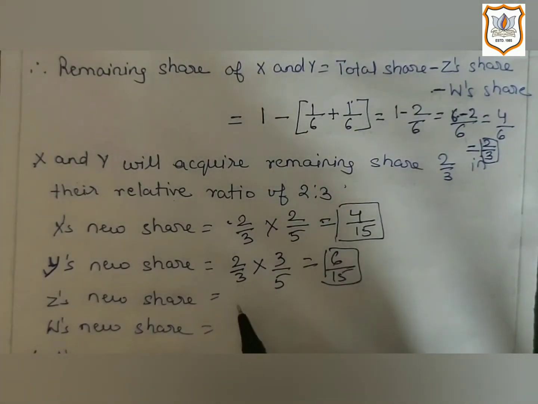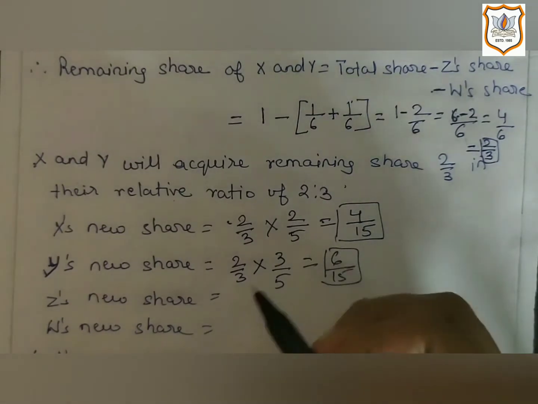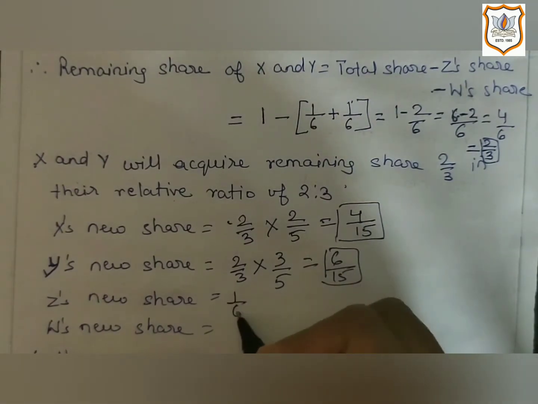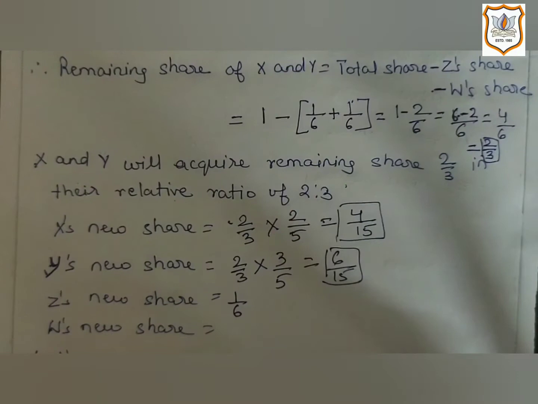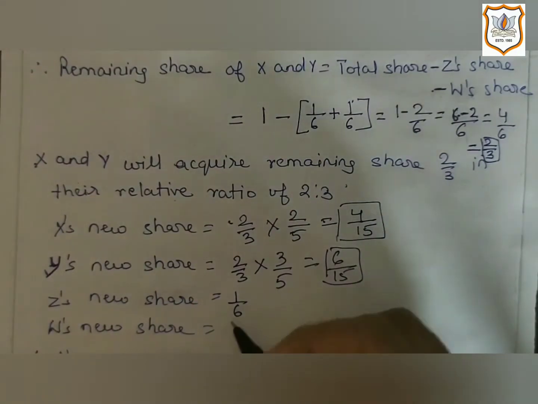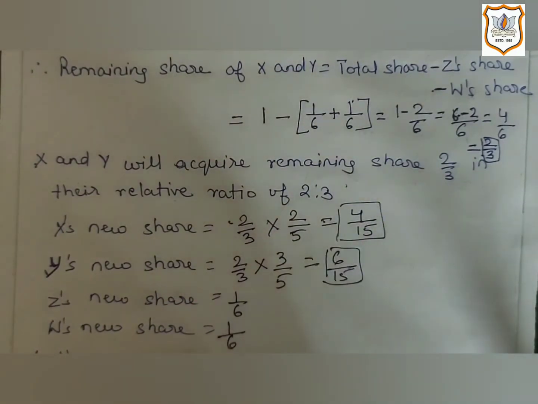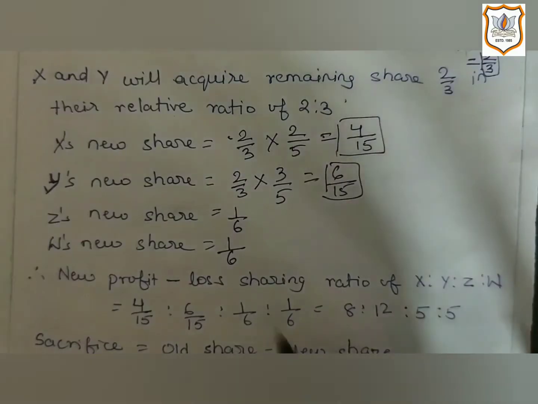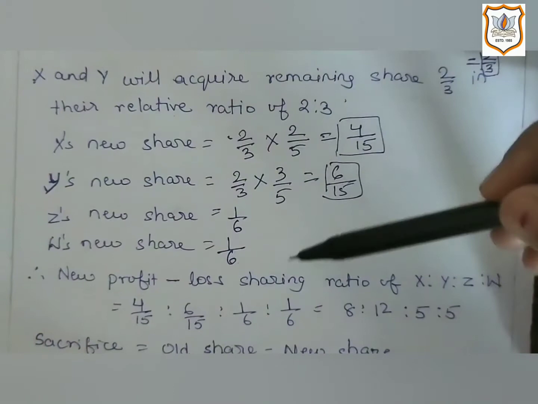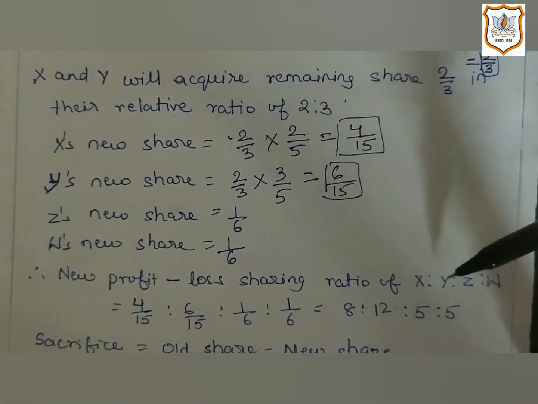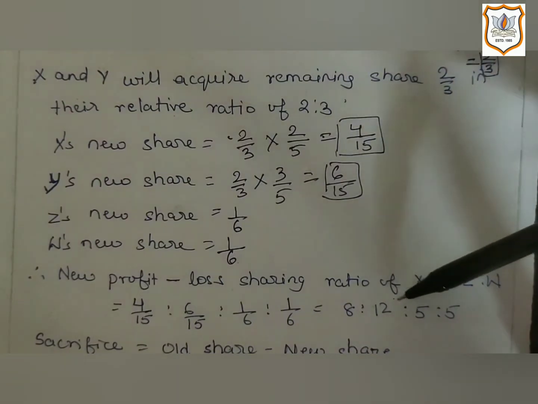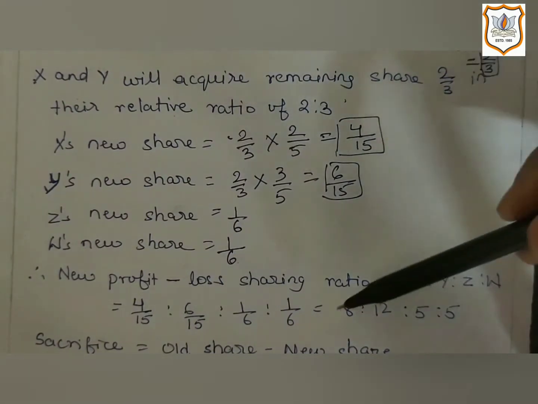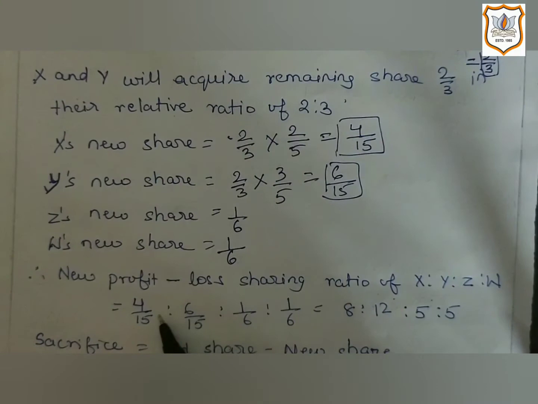And Z's share will remain unchanged as it is given in the question, that is 1/6. And W's new share is given in the question, that is 1/6. So W's new share is also 1/6. Therefore, the new profit loss sharing ratio of X, Y, Z and W is 8:12:5:5. We found this by making the denominator equal here.